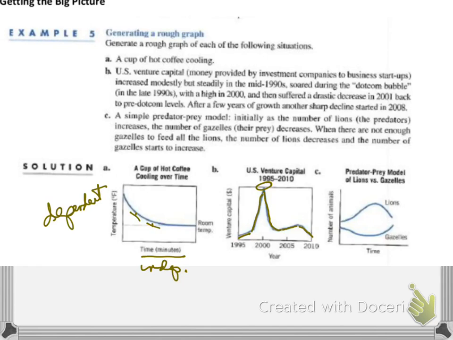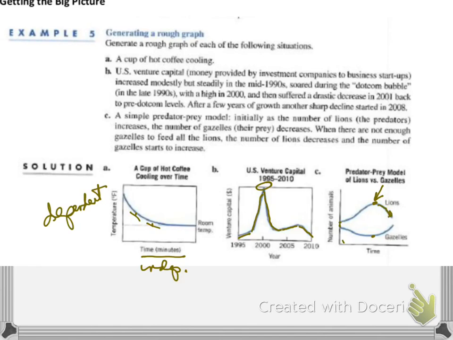Okay, and the last one's a neat one as well. It's a simple predator-prey model. So what do we have happening? What's happening initially? Initially, the lion population and the gazelle population are starting here and here. So as the lions begin to increase, how are they getting fed? Well, they're eating gazelles, so that decreases. Okay, this is probably the carrying capacity of the environment. It can't handle any more lions, so the lion population starts to fall off.